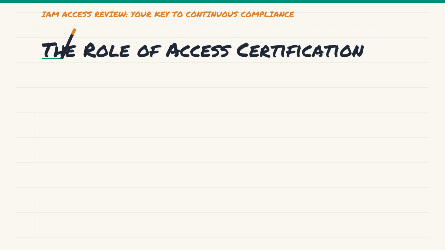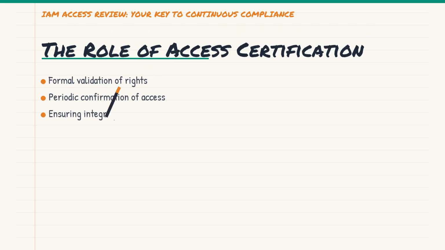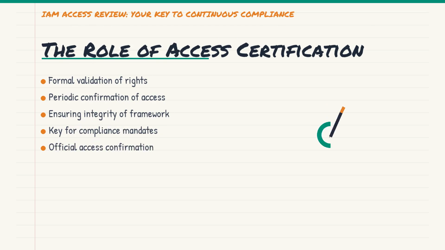Access certification is very similar to attestation, but it often implies a broader, more formal process for validating access rights. Think of it as a periodic, official confirmation that all access granted within a certain period or for a specific system is still valid and necessary. It's about ensuring the integrity of your entire access management framework. This is often a key requirement for compliance, proving that your organization has robust processes in place to manage who can access what.